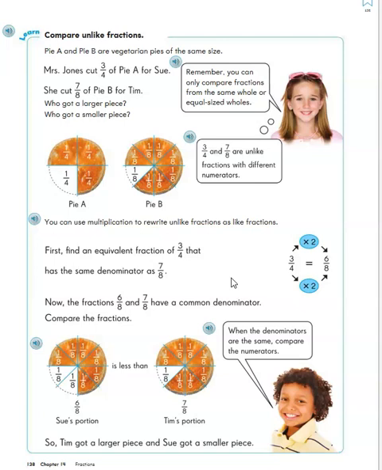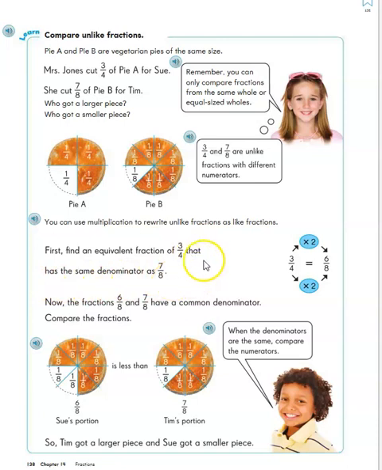And you might remember that one thing we can do to change the denominator is multiply it by something. But also remember, if we multiply the bottom, which is the denominator, we also have to multiply the top by that same number. So let's look at the steps they're telling us. It says first, find an equivalent fraction of 3/4. Remember, we learned all about equivalent fractions. Okay, so find an equivalent fraction of 3/4 that has the same denominator as 7/8.